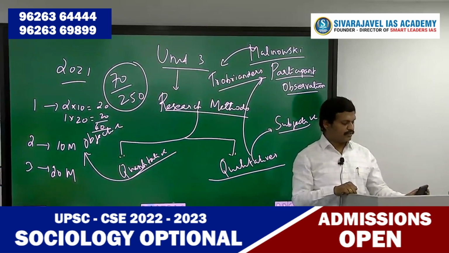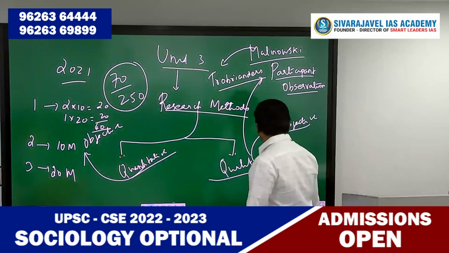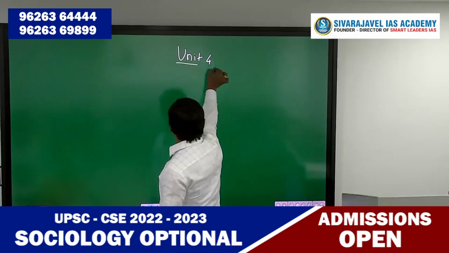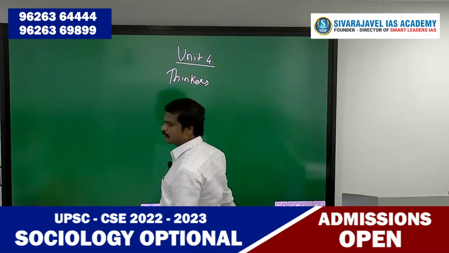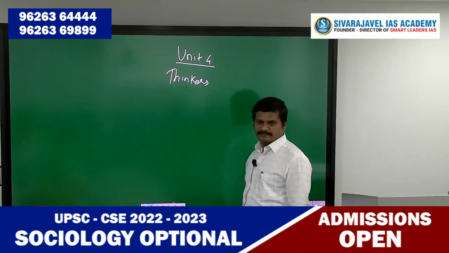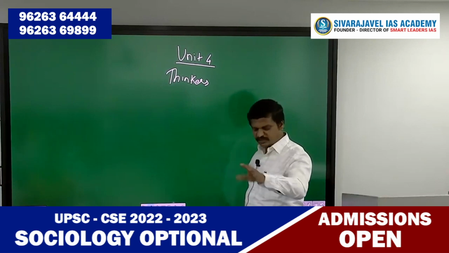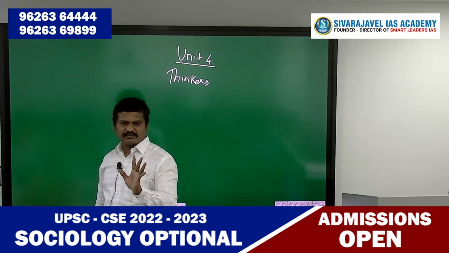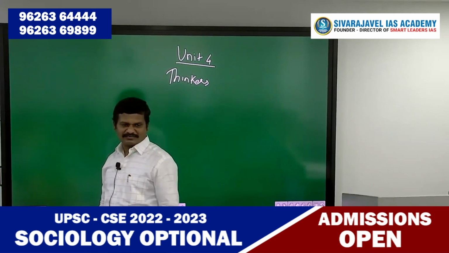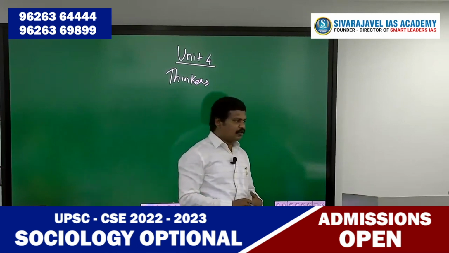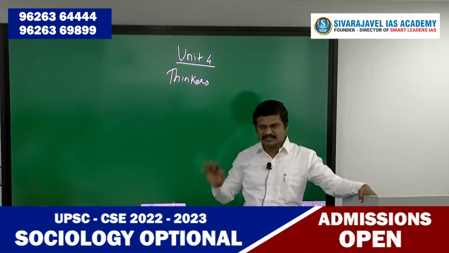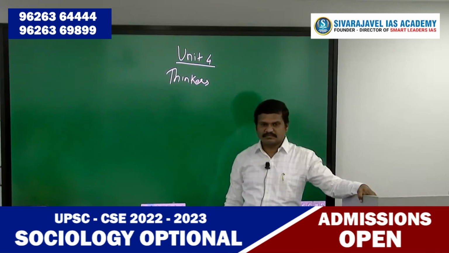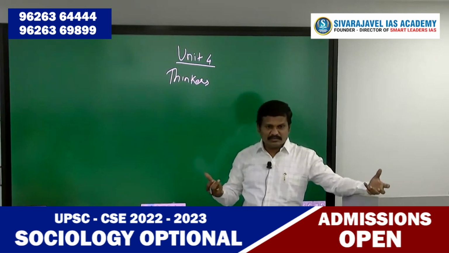Now the most important of all the units will be the fourth unit, thinkers. The heart and soul of sociology is the fourth unit, the thinkers unit. If you have read the thinkers fully, you have done sociology fully. The remaining units are only extensions of this fourth unit. We'll spend more than a month studying this single unit. Around 2 months it will take. Last year, I took 2 months for thinkers alone, because that is the subject.